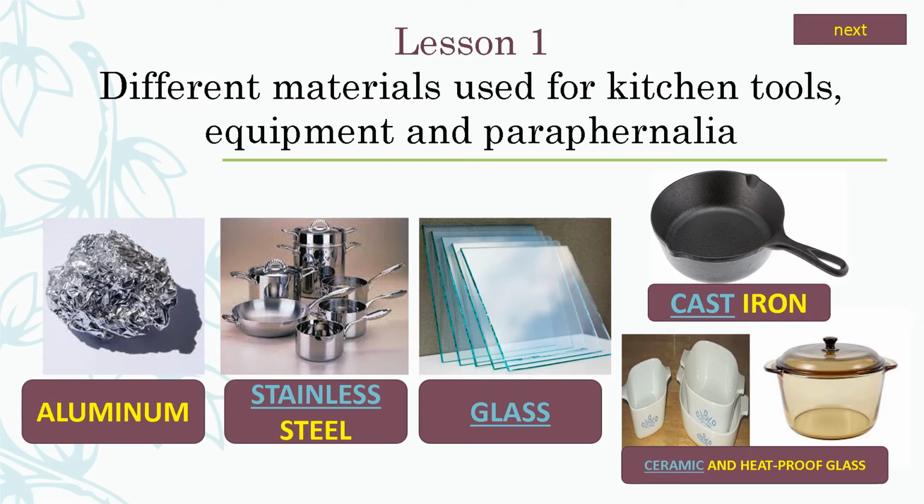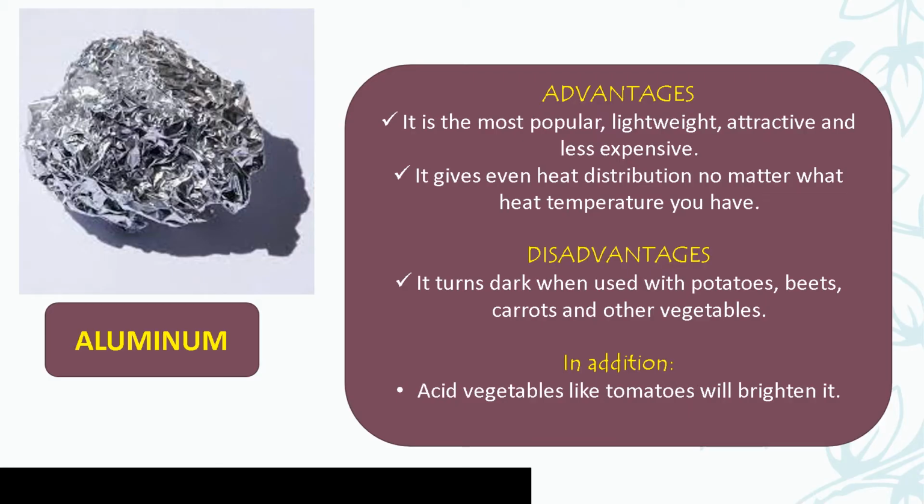As you can see in the PowerPoint presentation, the first material commonly used for making kitchen tools and equipment is aluminum. What is aluminum? Let's find out. Okay, aluminum, we have here the advantages and disadvantages, and of course additional information about it. First, let us have the advantages. Always remember that aluminum is the most popular, lightweight, attractive, and less expensive. It gives even heat distribution no matter what heat temperature you have.